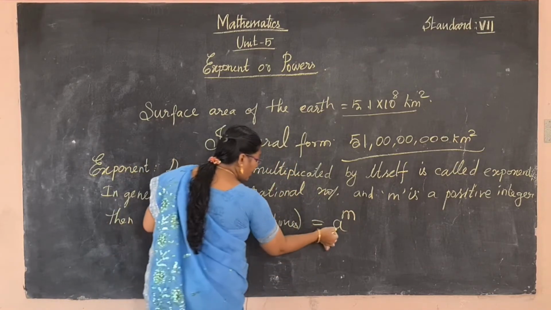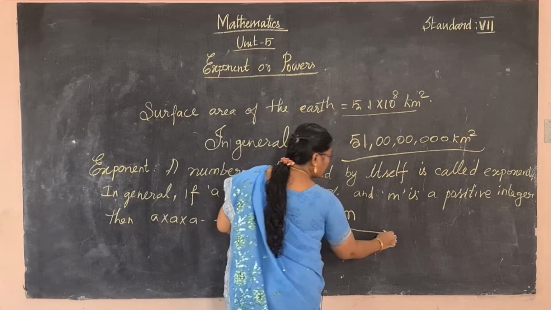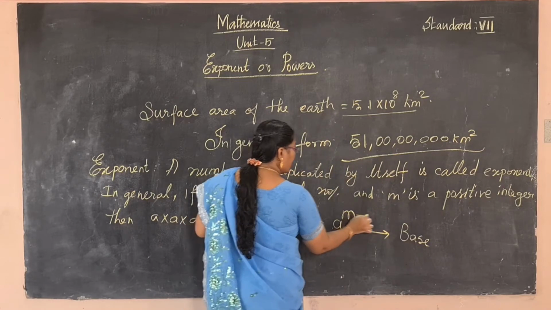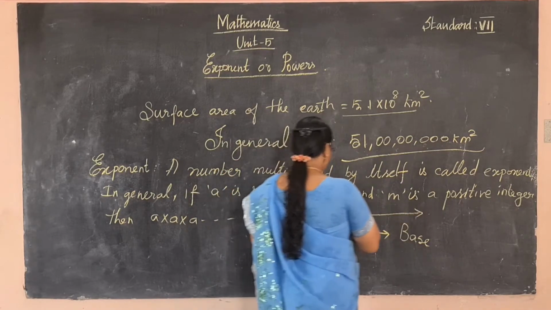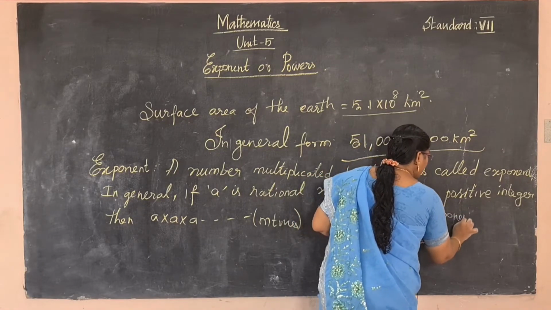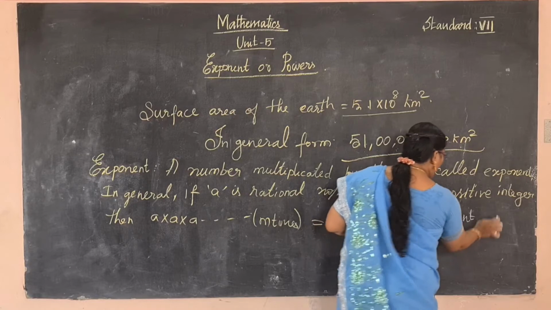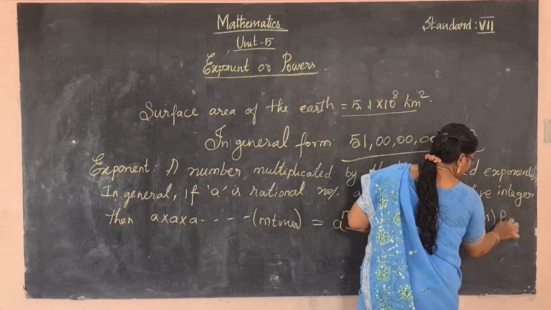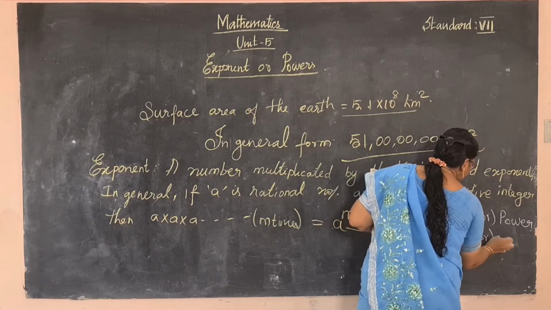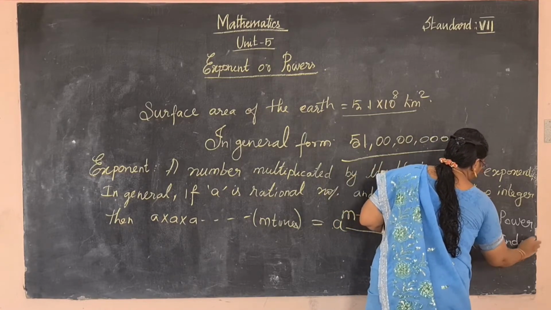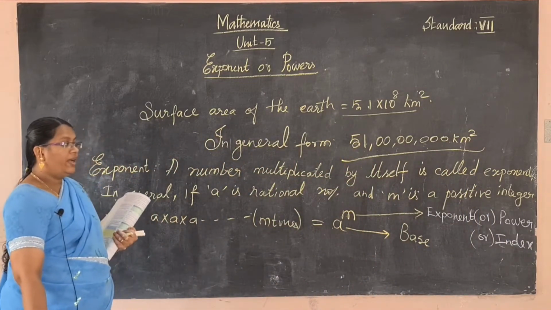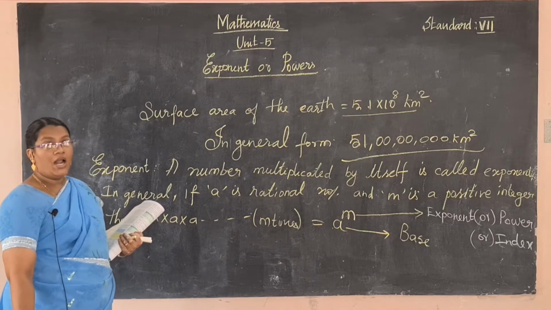Okay, here A is called the base. M is called the exponent or power or index. So how can you read M? Exponent or power or index.